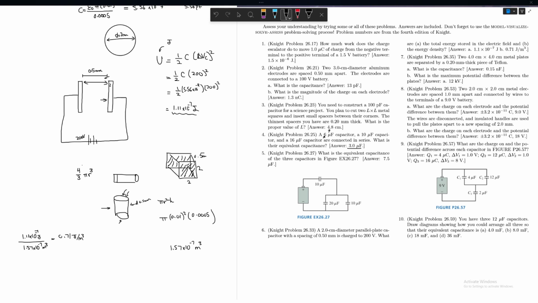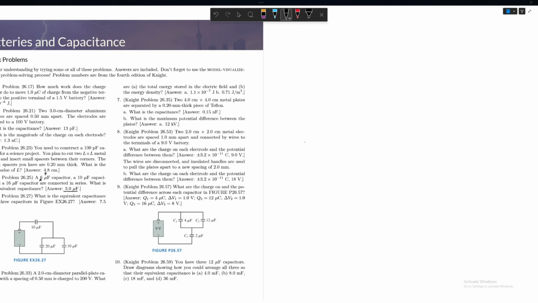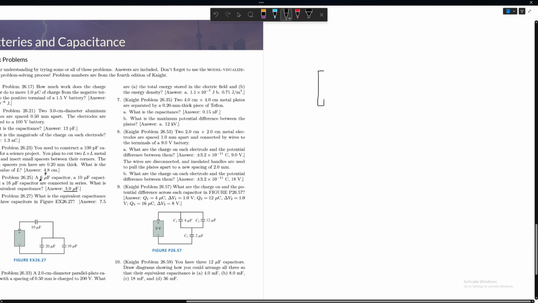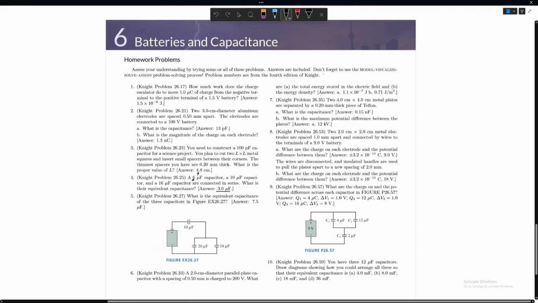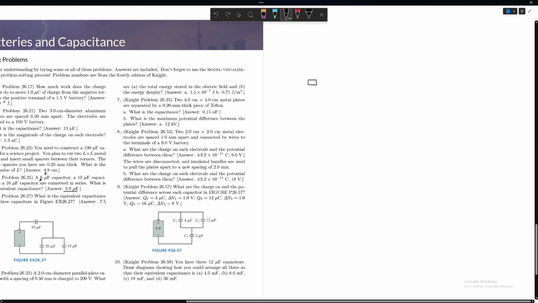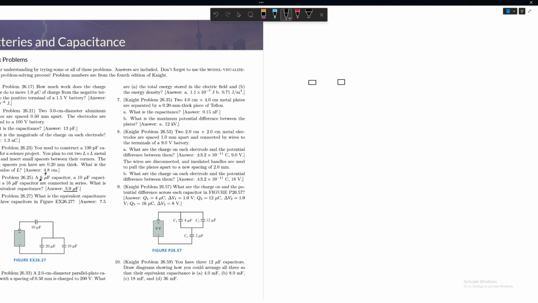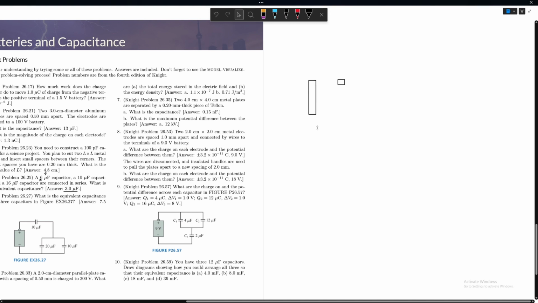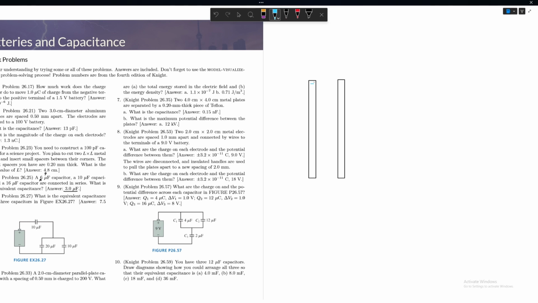Now, next question, question 7. We have two 4 centimeter by 4 centimeter metal plates. So this is a square this time. Unlike all the other times, this is a square. Let's get my first plate, get my second plate. Here I have a negative, and here I have a positive. That's usually what a capacitor is. It says electrode, so it's a capacitor.